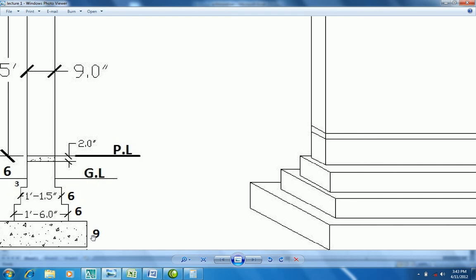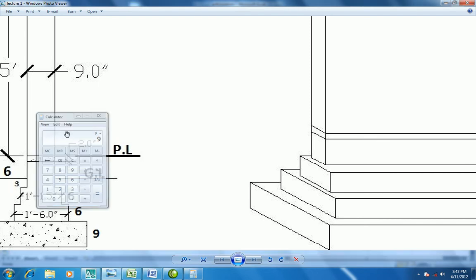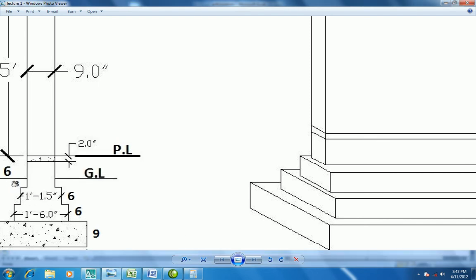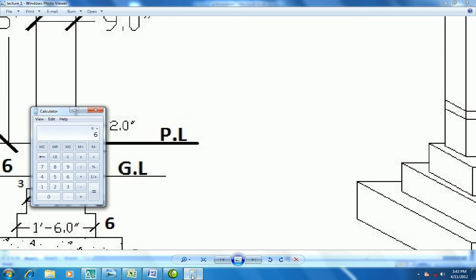So 9 plus, that's okay, then 6, that's okay, 6 and 3. Why not 6 with 3? Because we will have to excavate up to the ground level. That's okay. And 3 6 is the step for the bricks, but we have to excavate up to here. So 9 plus 6 plus 6 plus 3, that's okay.